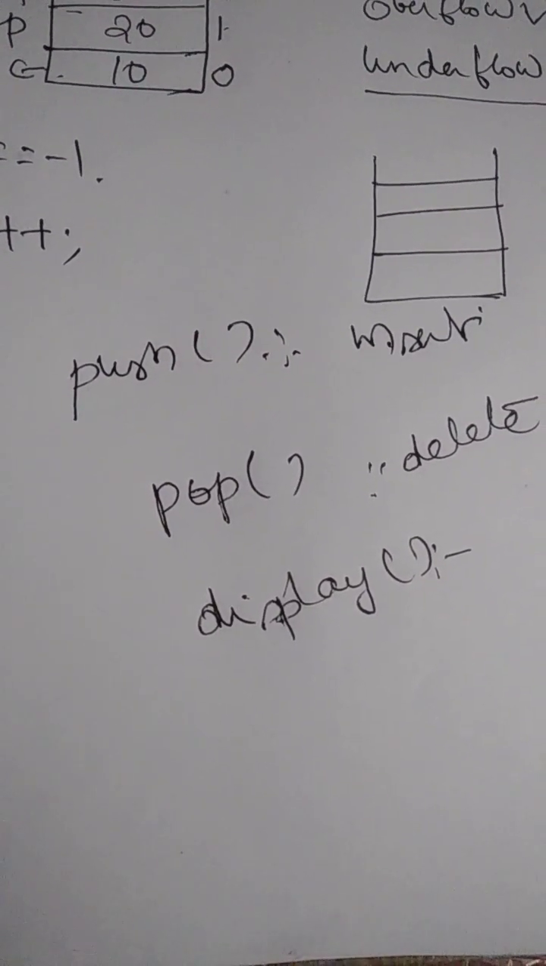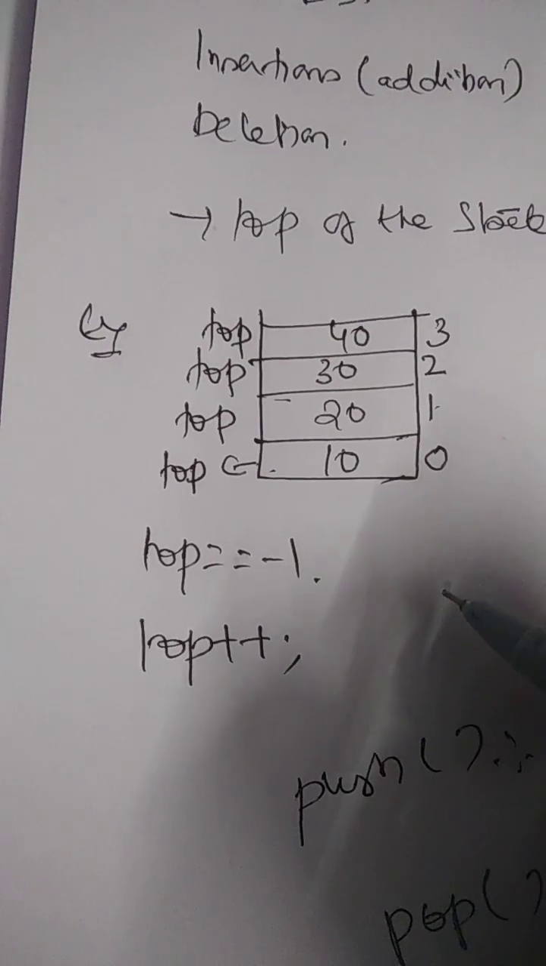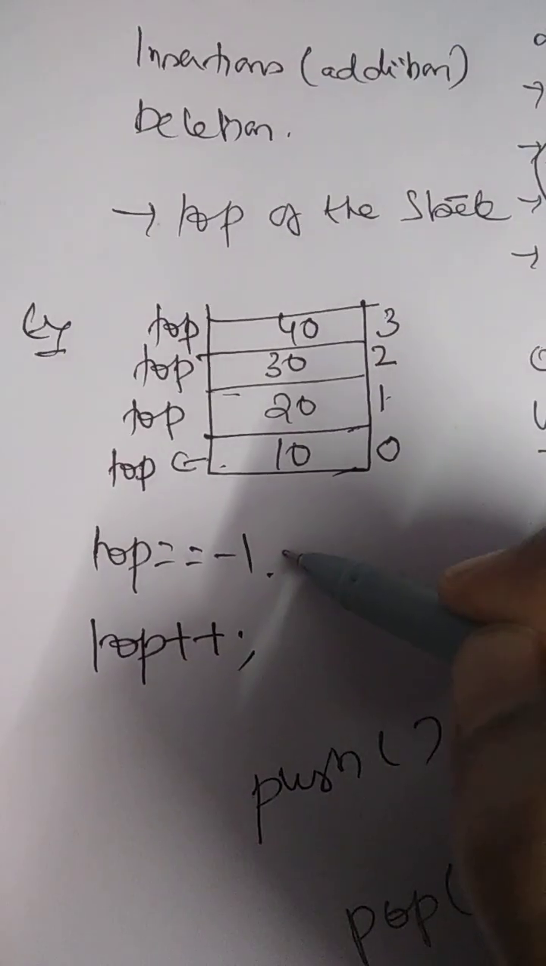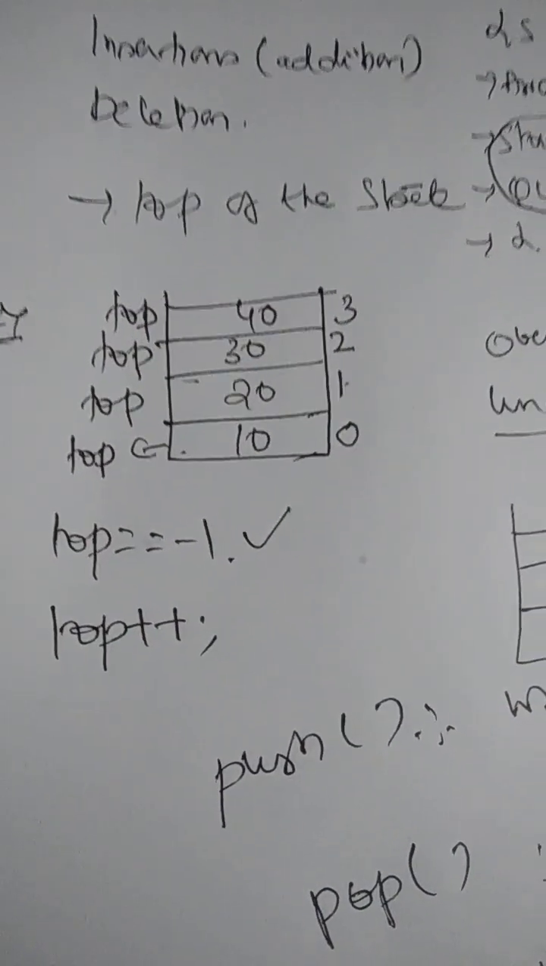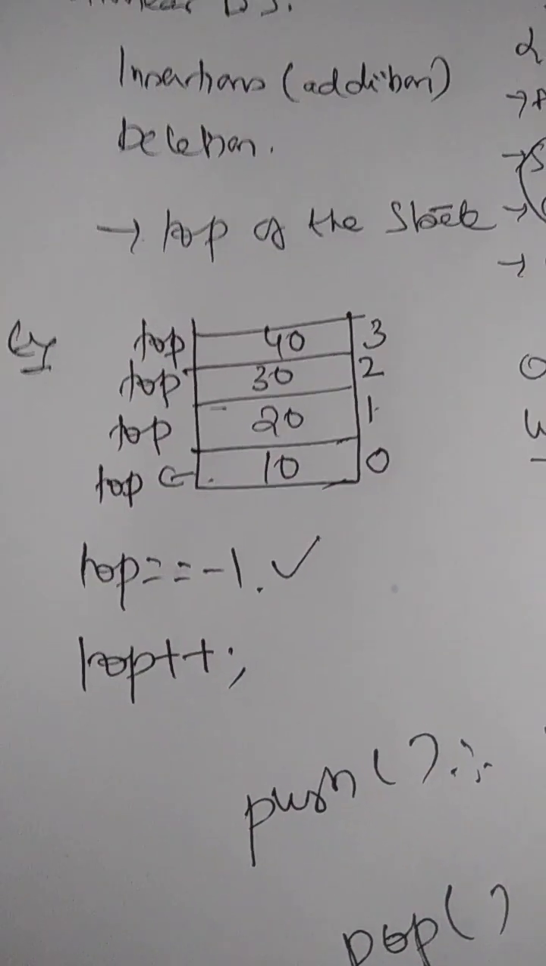So these are the three operations that you are going to perform on the stack: push operation, pop operation, and display operation, right? Remember one thing, here the top variable will always be assigned -1. Whenever you are inserting elements into the stack, the top value will get incremented by 1, and when you are deleting elements from the stack, the top value will be decremented by 1, right?